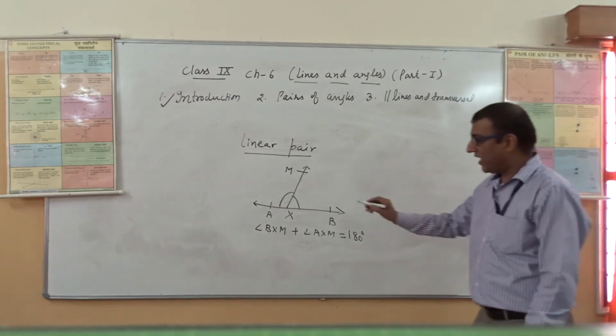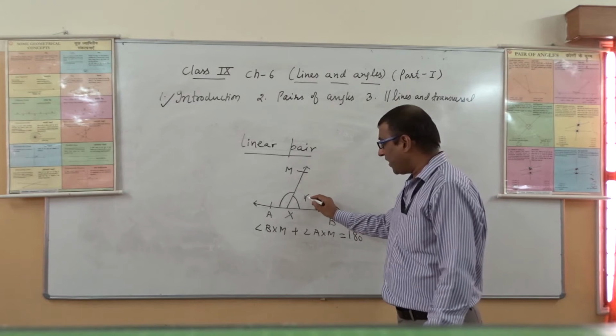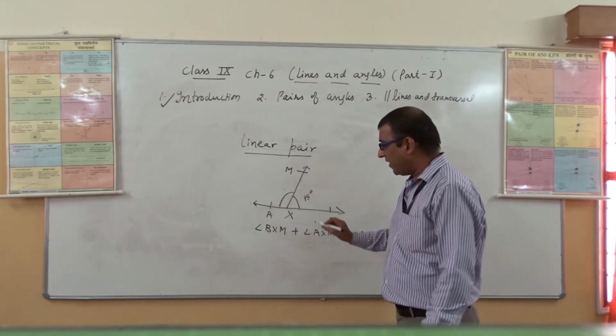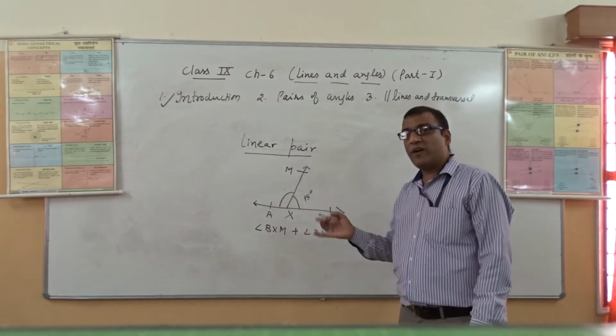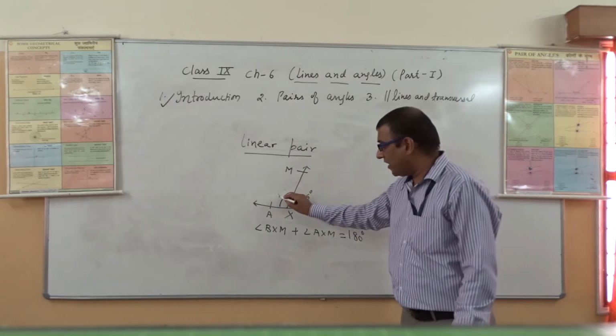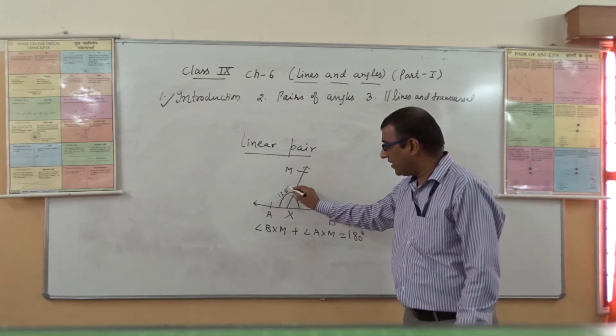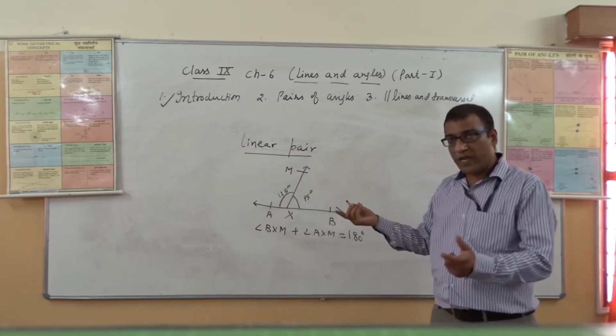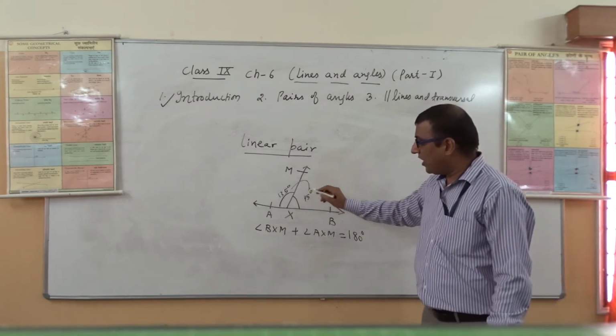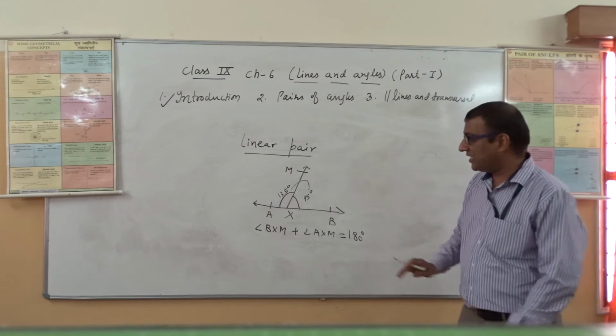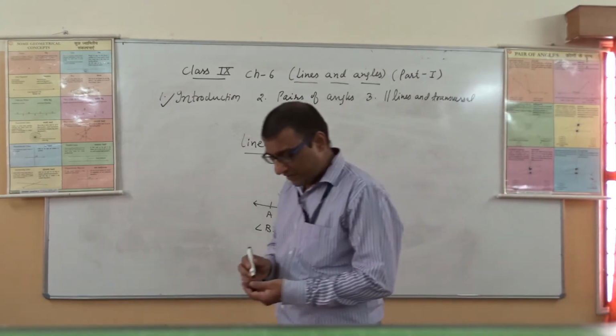So if this angle is 45 degrees, then what will we say about this angle? Definitely we will calculate this angle by 180 minus 45. It means it becomes 135 degrees. And if you want to cross-verify our answer, you add these two. Again their sum becomes 180 degrees. This is the concept of linear pair.